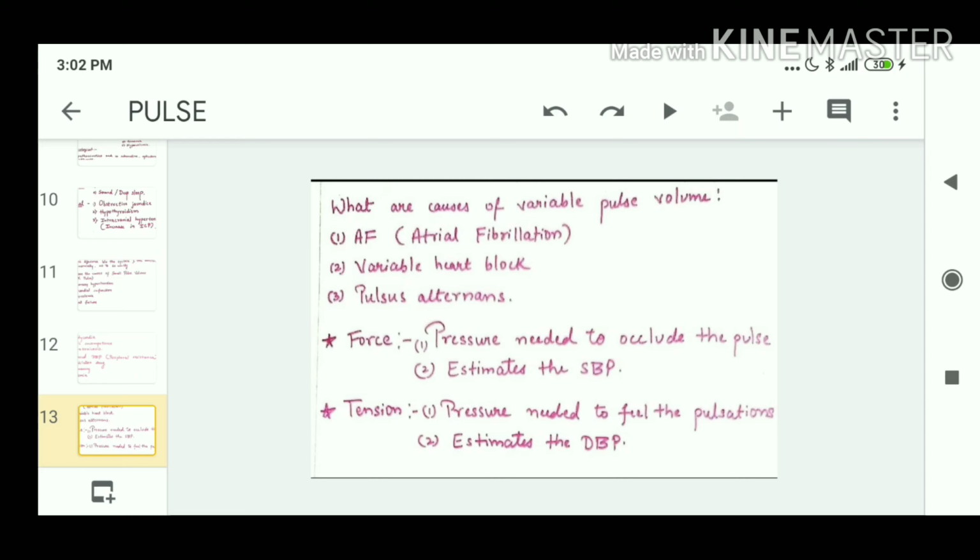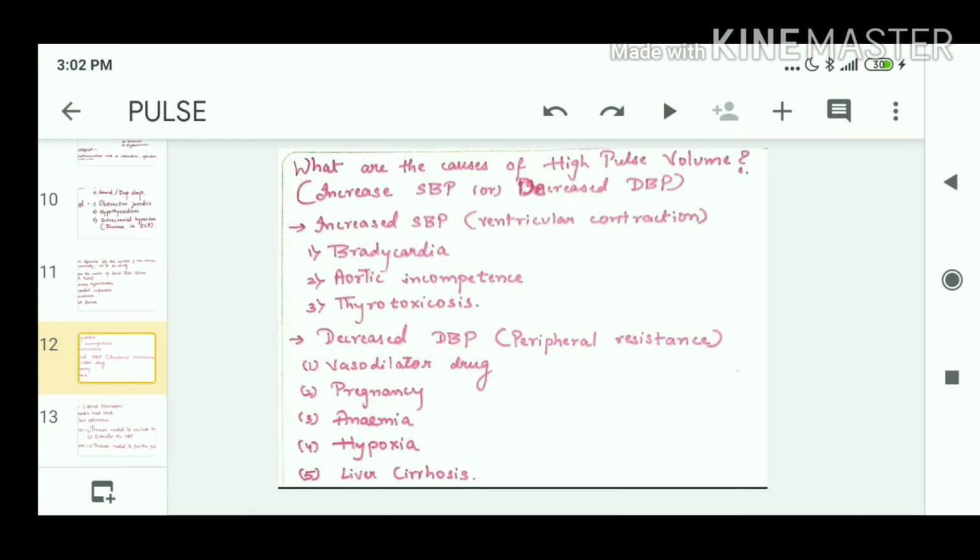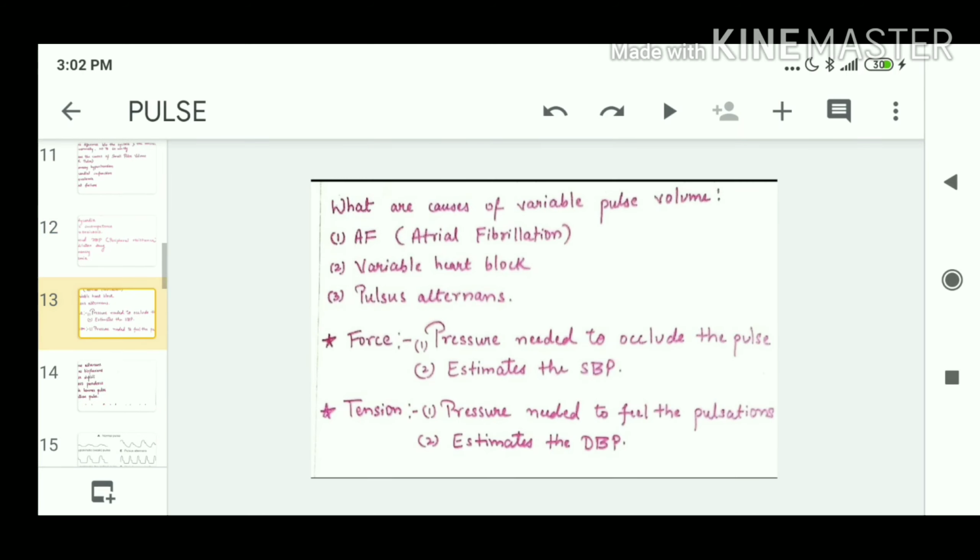I hope you are getting it. In the first we saw what is pulse pressure. We saw what are the causes for a weak pulse, for a small pulse volume. In the next slide we saw what are the causes for the high pulse volume. And now we are seeing what are the causes of the variable pulse volume. See the difference, isn't it? So causes of variable pulse volume are AF, that is atrial fibrillation, variable heart block and pulsus alternans.